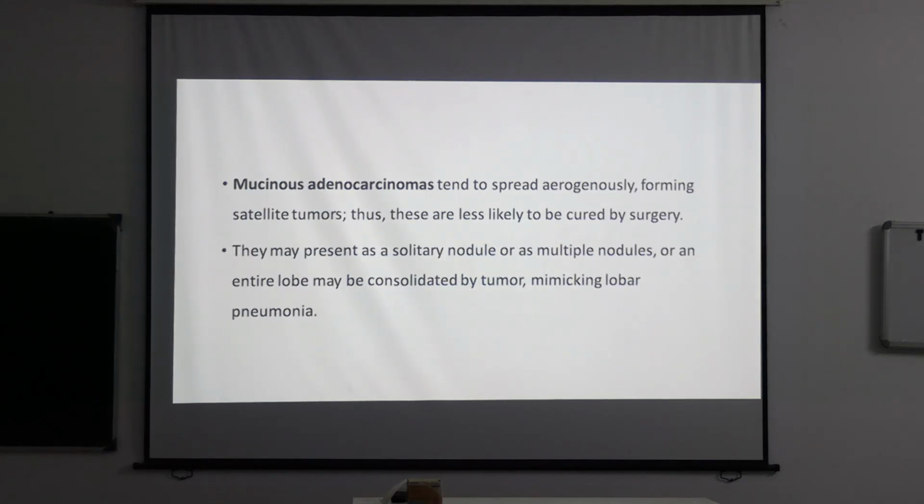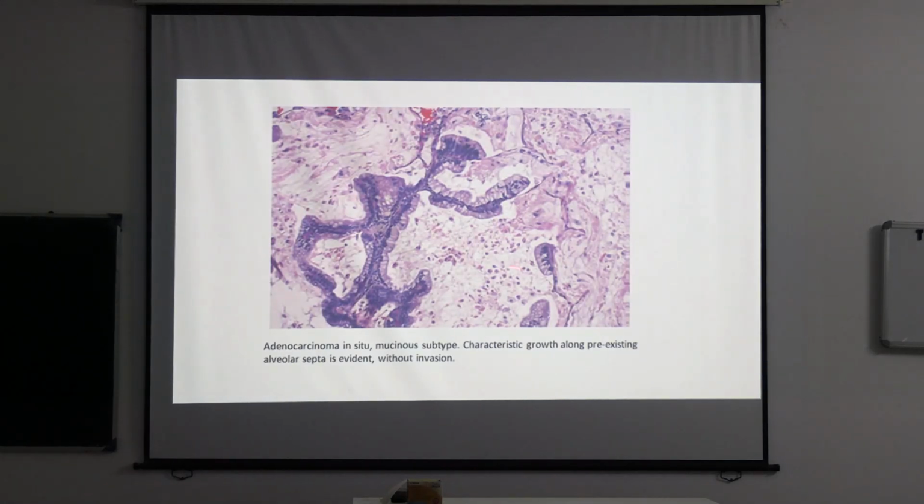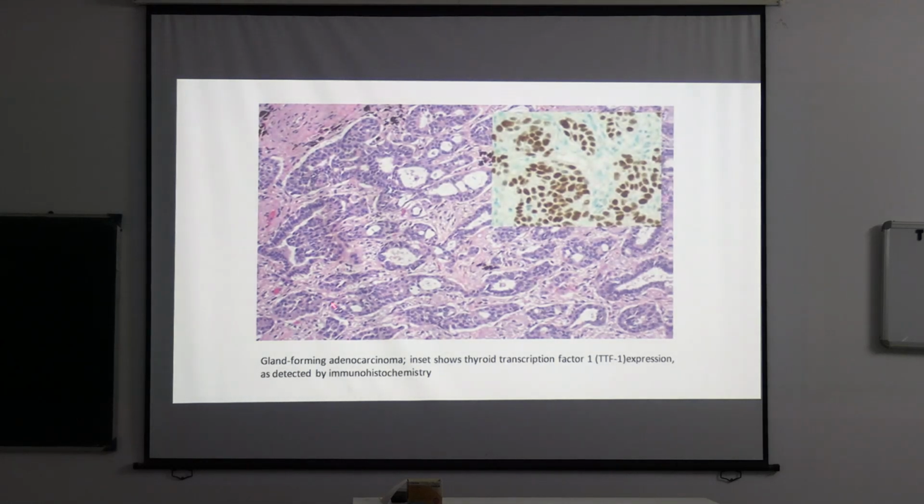Mucinous adenocarcinoma tends to spread aerogenously, forming satellite tumors. They may present as a solitary nodule or as multiple nodules. Or an entire lobe may be consolidated by tumor, mimicking lobar pneumonia. This is the gross picture of lung carcinoma. Here is the mass. The grey-white tumor infiltrates the lung parenchyma. This is the picture of adenocarcinoma in situ, mucinous subtype. Here there is no invasion. Gland-forming adenocarcinoma: you can see lots of glands are present here, and those glands are malignant glands.